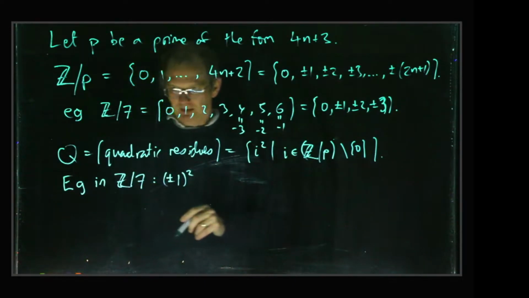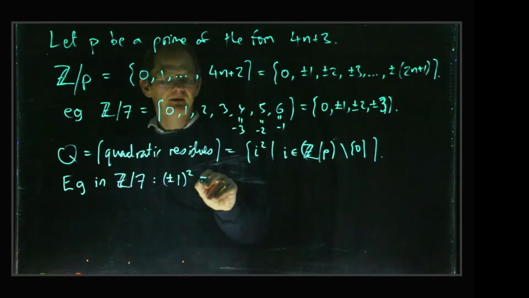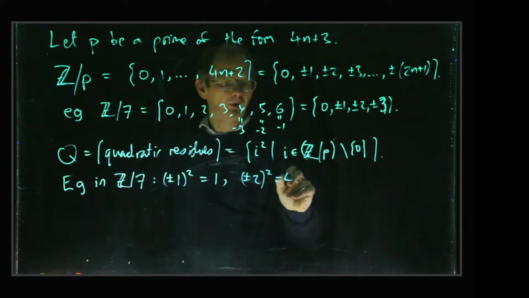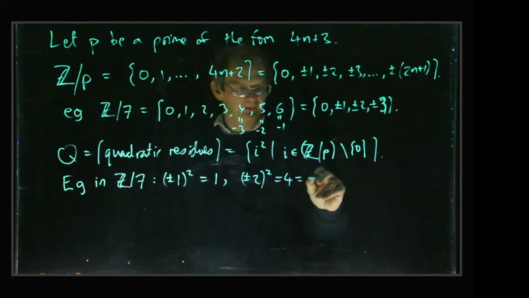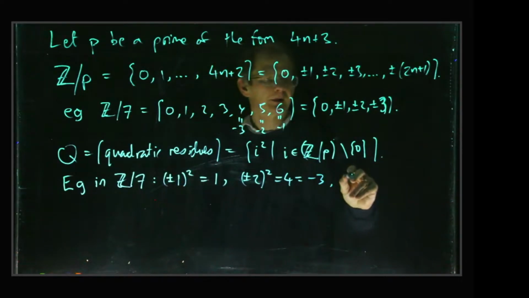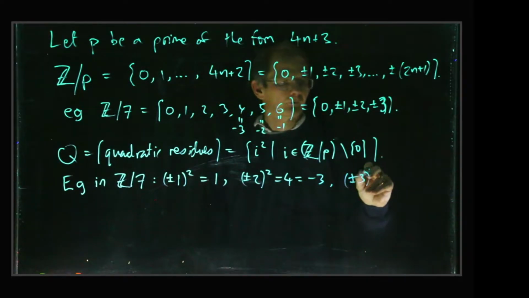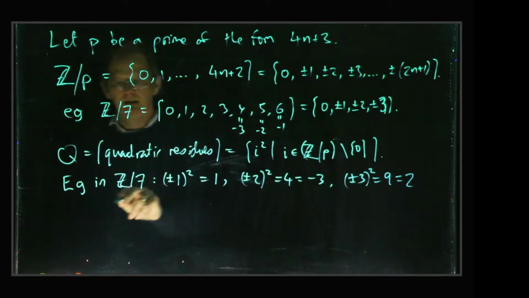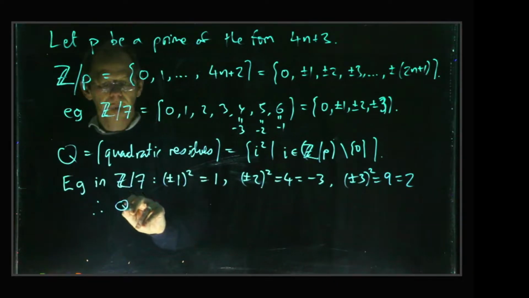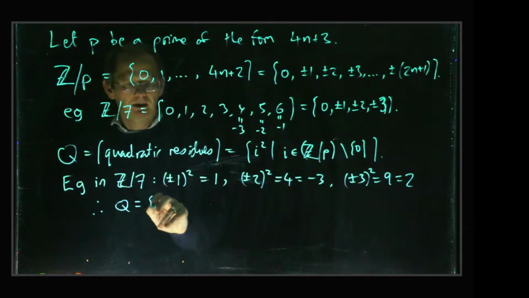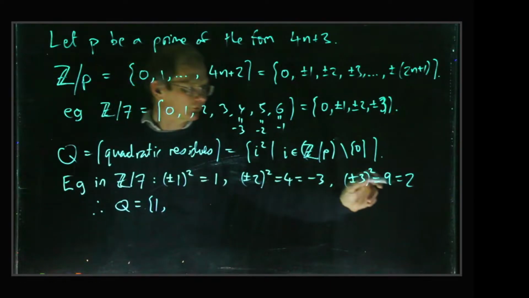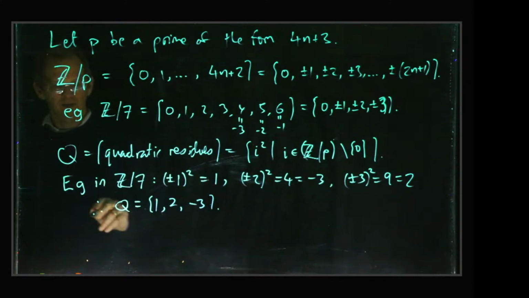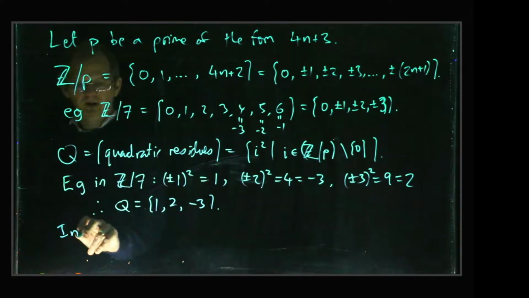Okay, so in Z mod 7 we have plus or minus 1 squared, that's always equal to 1, and plus or minus 2 squared, well that's 4, but working mod 7, 4 is the same as minus 3, and plus or minus 3 squared is 9, which again working mod 7 is the same as 2. So our Q has 1, 2 and minus 3. So that's what happens in Z mod 7.